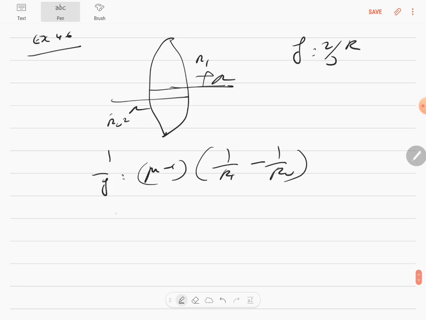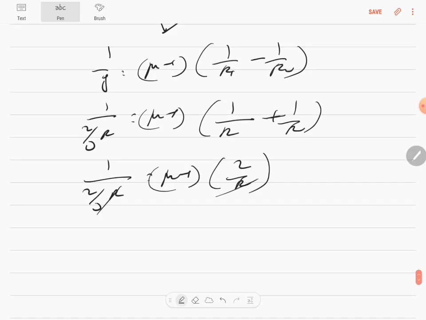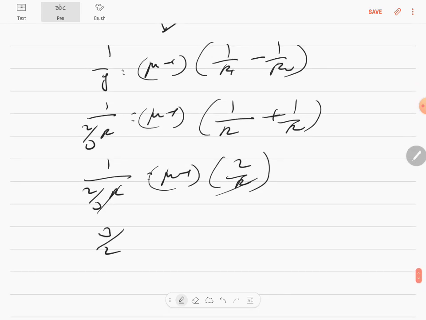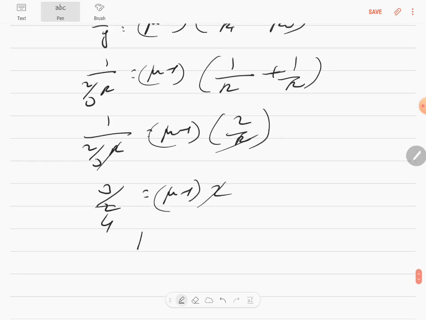So then 1 by f itself is 2 by 3 of R is equal to mu minus 1 into 1 by R1 is positive R, R2 is negative R, so plus 1 by R. So it's 1 by 2 by 3 R is equal to mu minus 1 into 2 by R. R and R directly gets cancelled. That's it, will become 3 by 2 is equal to mu minus 1 into 2. The 2 can come this side as 4. Mu minus 1 is equal to 3 by 4. Mu is equal to 3 by 4 plus 1. Mu is equal to, 4 is LCM, 7 by 4.